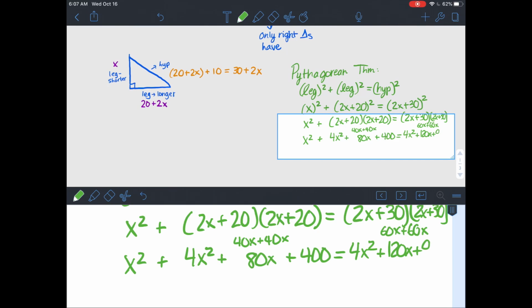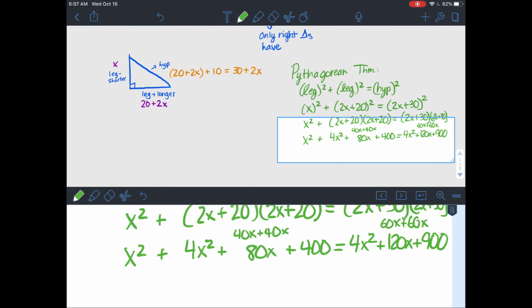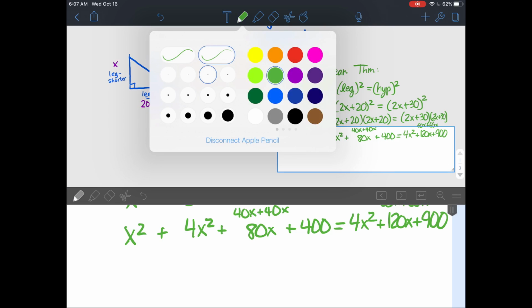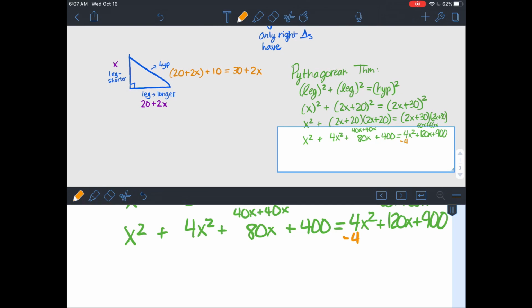Plus 900. If you're doing a quadratic, unless you're completing the square, you probably want 0 on one side. So let's combine some like terms. Actually, let's just go ahead and subtract 4x squared from both sides of our equation so that those 4x squareds subtract off to 0. And then if we go ahead and subtract 120x and 900, we'll have 0 on one side and we can go from there.